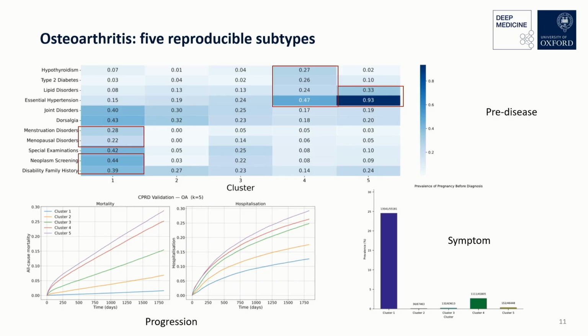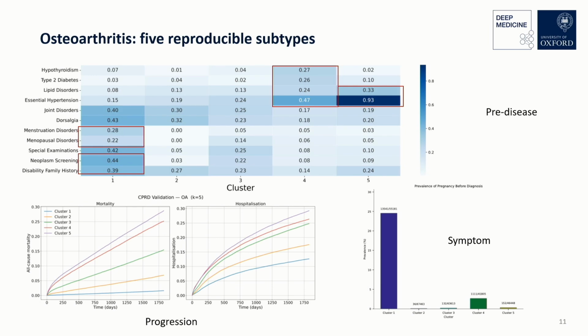Last but not least, we have a look at the disease-specific related symptoms. Here we found cluster 1 has a higher rate of pregnancy before the disease onset. This actually aligns with what we found clinically. Pregnant women, after they give birth, need to take care of their babies, so they can easily develop hand-related OA.